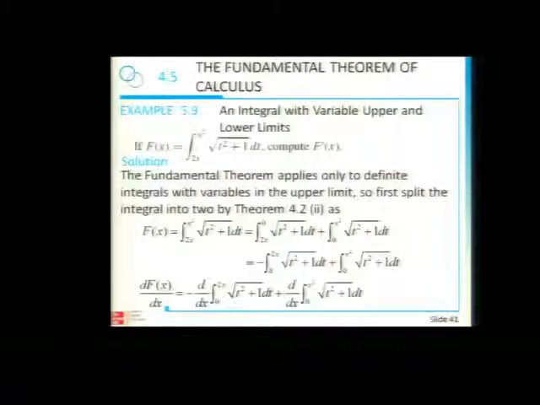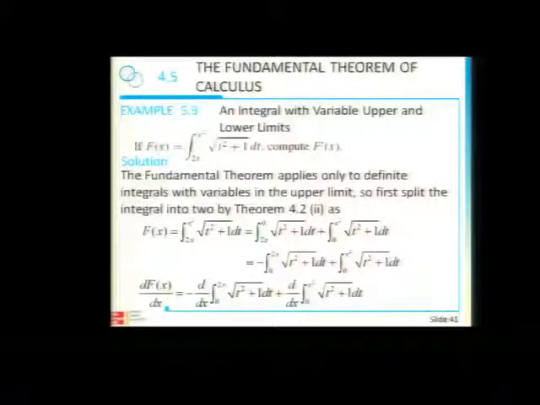Another example. In this case, we have one more trouble. In addition to the upper limit not being x but x squared, just like the last example, in this case, the lower limit of integration is 2x, also a variable, no longer a constant. Okay? So upper limit is not x, lower limit is not a constant. Then how do we find the derivative of the integral? This one, big F prime x, right? Is the differentiation of this with respect to x. So what do we do?